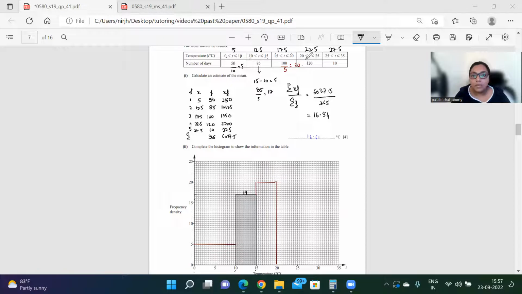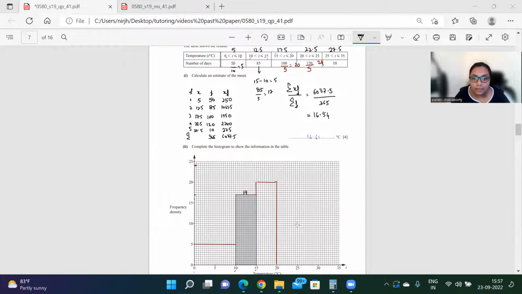Let's talk about the next one, which is 20 to 25, again 5. So you divide this by 5. What do you get? 5 fours are 20, so it should be 24. 24 means each of these two boxes is 1, right? So 24 will be somewhere over here, the second last line. And that will be from 20 to 25. So 20 to 25 will be 24. That means it will be the second last box.